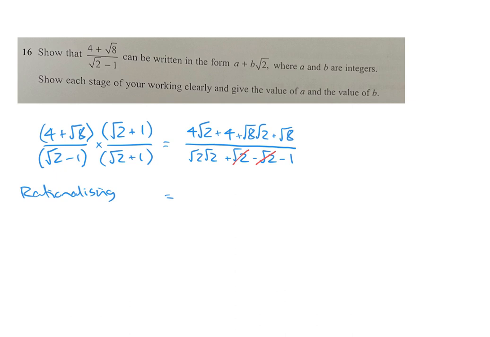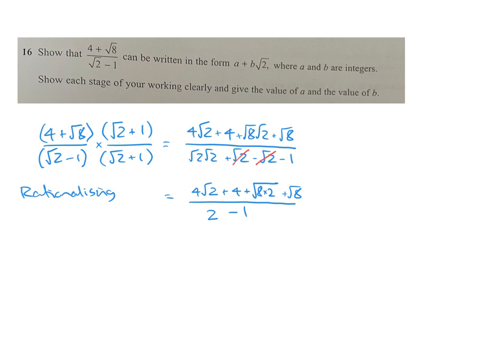Now let's tidy this up a little bit. We'll start with the top. I have 4 root 2 plus 4. Now root 8 times root 2 is the same as root 8 multiplied by 2. I can combine those within a root, and then I've got plus root 8 afterwards. Underneath I have root 2 times root 2, which is just 2, and I am taking away 1 still.